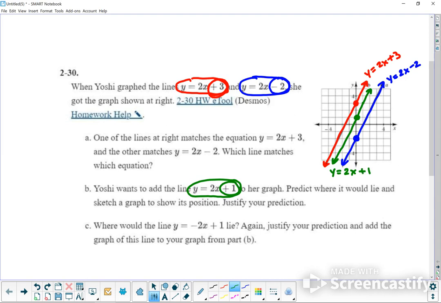Okay. Where would the line y equals negative 2x plus 1 lie? Again, justify your prediction and add the graph of this line. I will do this in purple. So y equals negative 2x plus 1. That's going to start at positive 1, so it's going to start here. But since it's negative 2x for the slope, it's going to be going down 2 and over 1. So it's actually going to look like this. And that one's going to be y equals negative 2x plus 1. Okay.